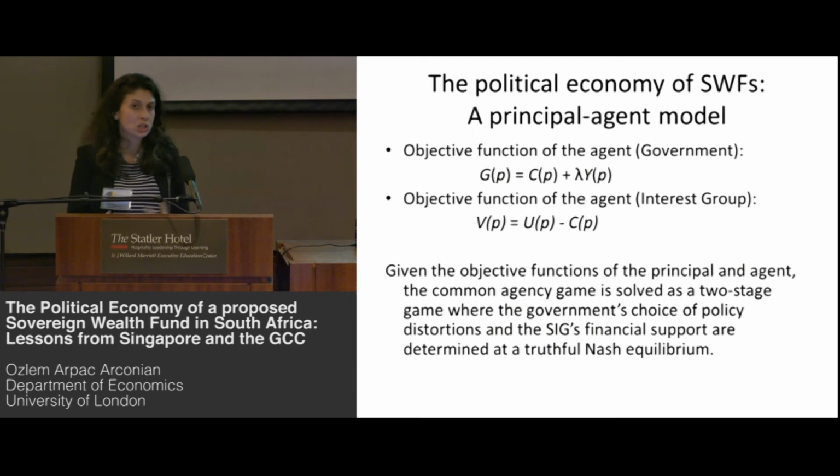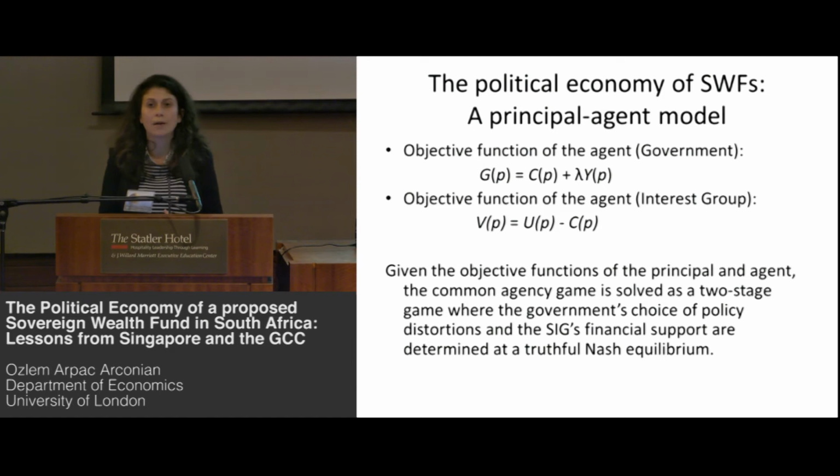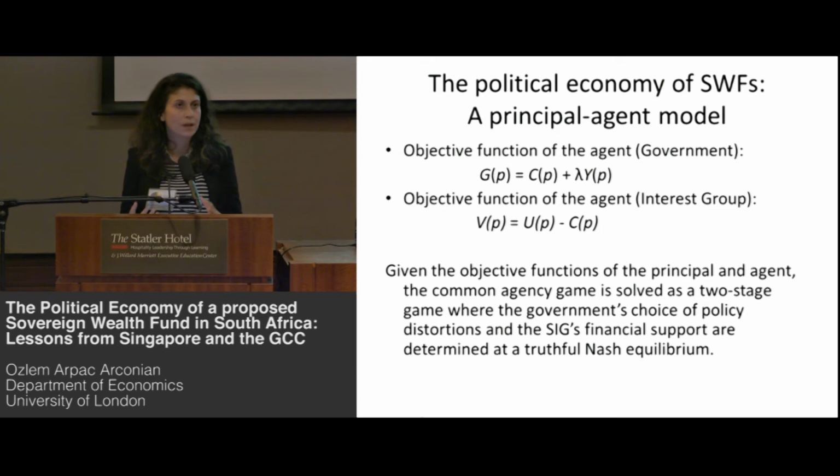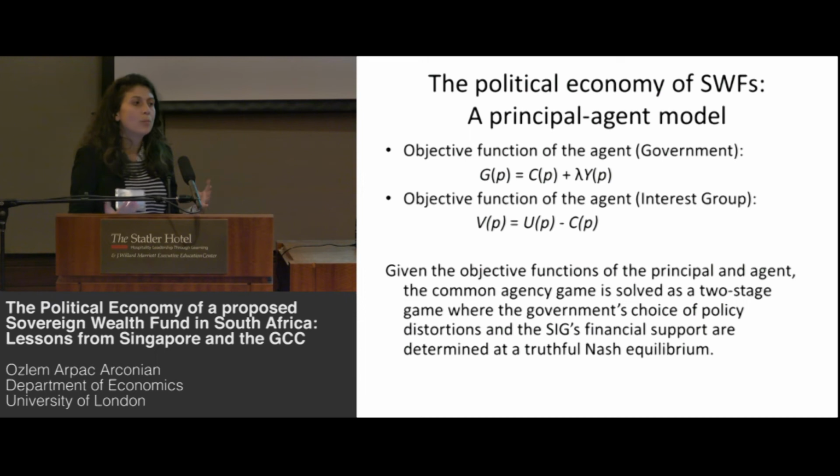Then we have the objective function of the interest groups, and what they are trying to do is maximize their utility, given the contributions to the government. This contribution could be explicit or implicit, so it could be outright corruption or it could be political campaign support. This is how we try to model a politically constrained government making an investment decision when it's setting up a sovereign wealth fund.